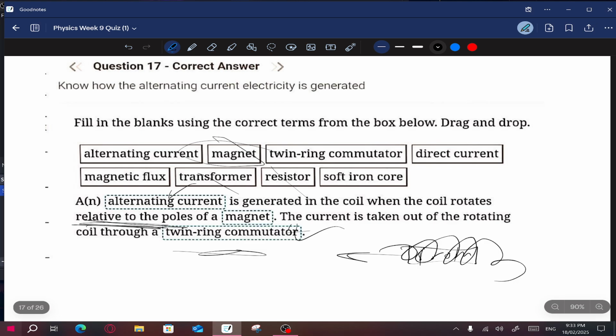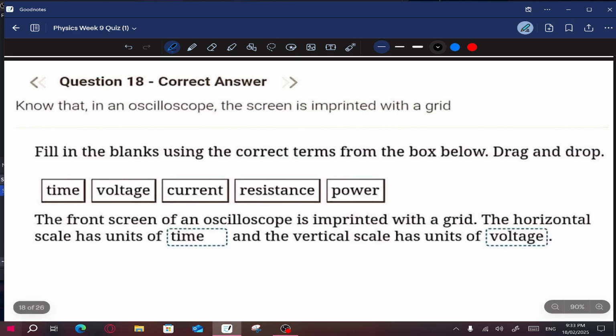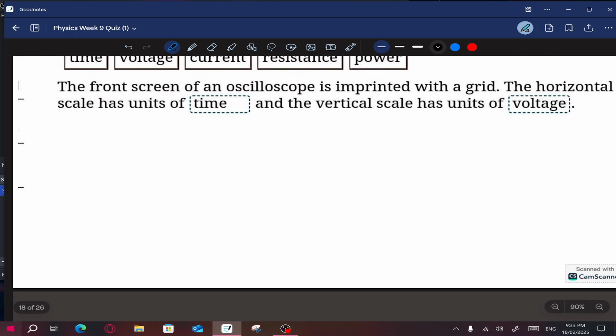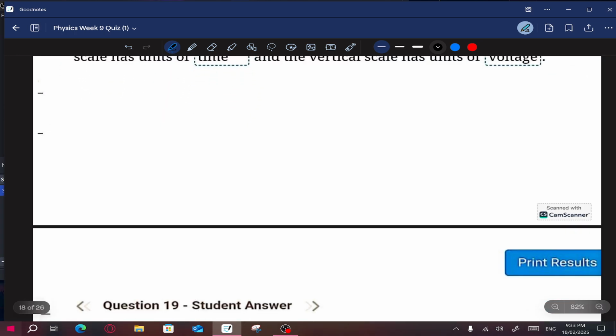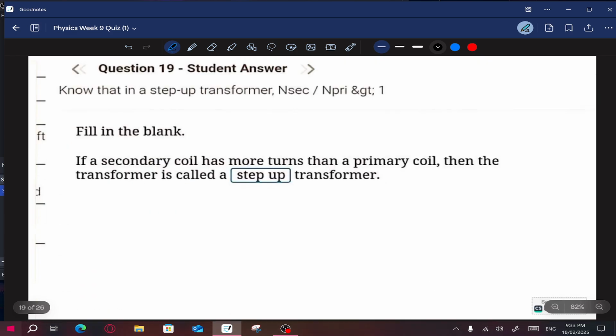A transformer has primary and secondary coils of 160 and 4800 turns respectively. The AC voltage is 270 volts. What is the output? First of all, V2 over V1, 270 over X, equals 4800 over 160. By the way, if they ask what kind of transformer this is, it's a step up. Now 270 times 160 divided by 4800 gives you 9 volts.